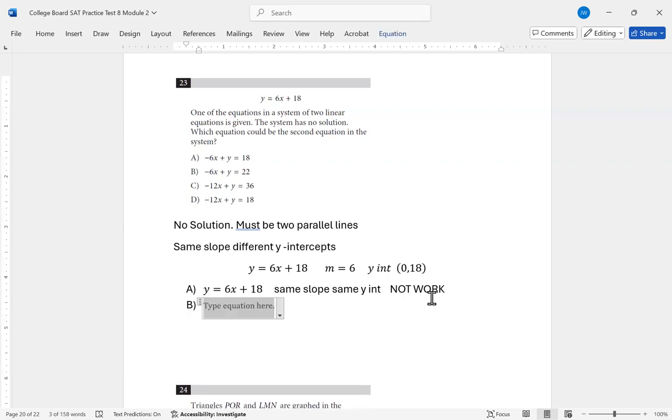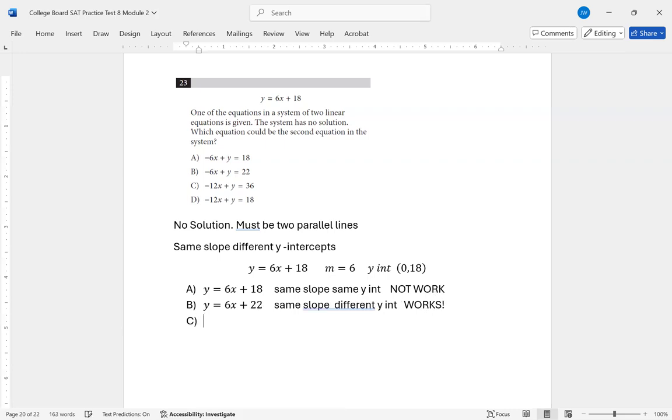Option B, when I add 6x to both sides, gives me y equals 6x plus 22. That's also the same slope as the line that we were given, but this one has a different y-intercept. The y-intercept in this case is (0, 22). So this does work. And so right now I can say definitively that B is the correct answer.